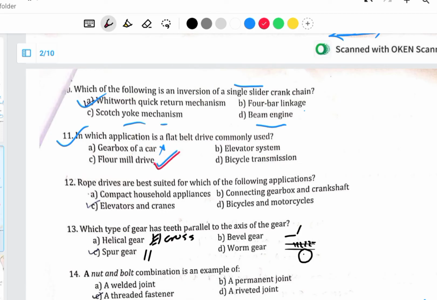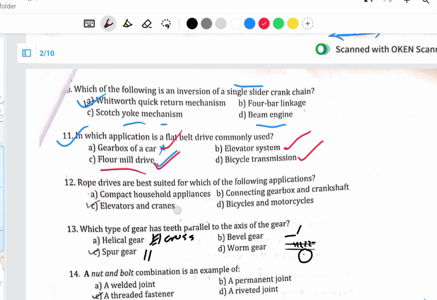In flour mills they use a flat belt. Here you are using the gear, here also you are using gears, here also you are using gears. So only the flat belt will be used in the flour mills.